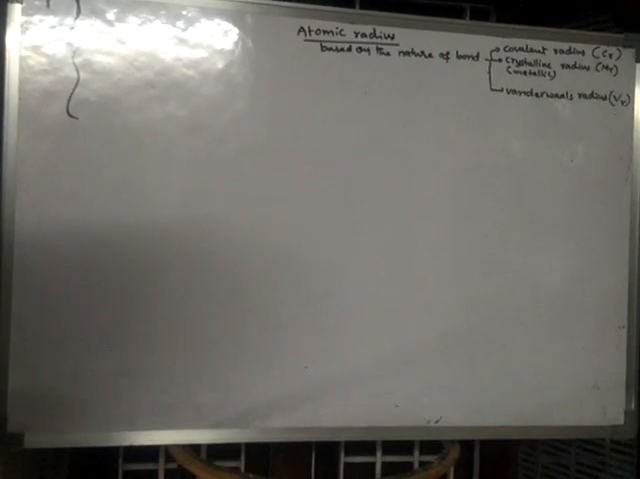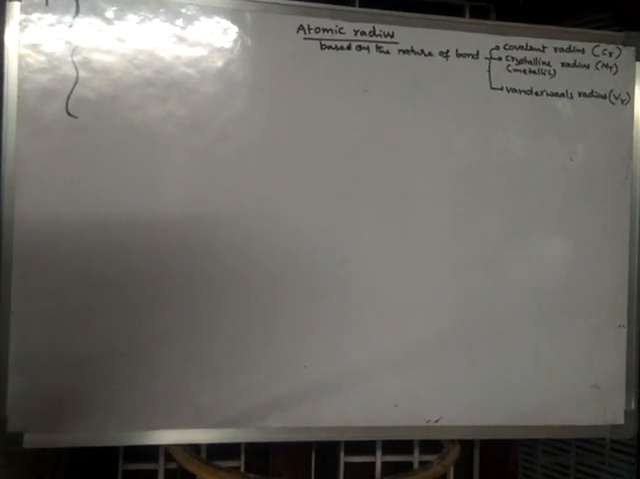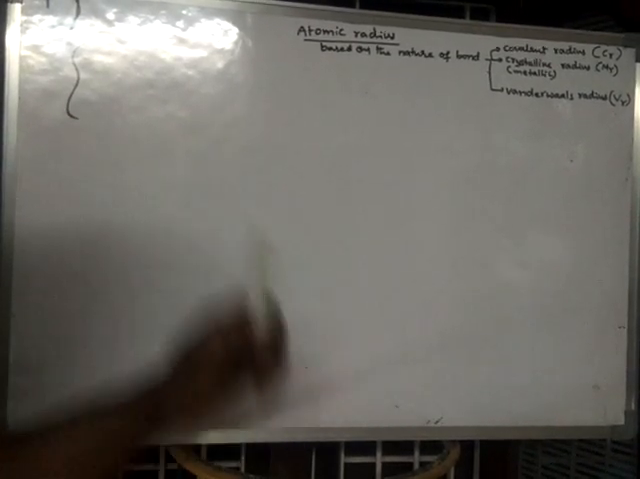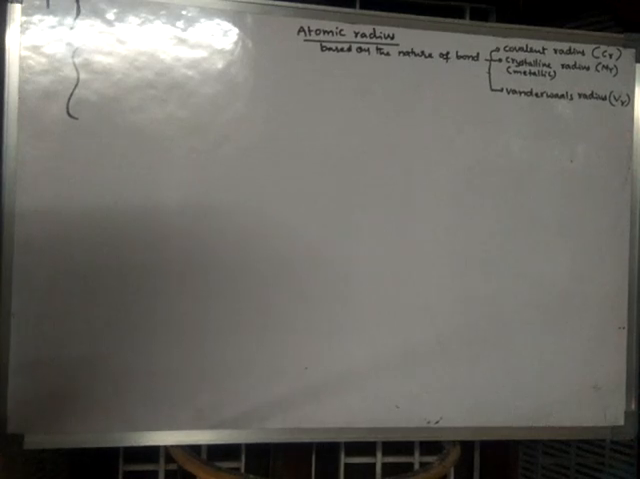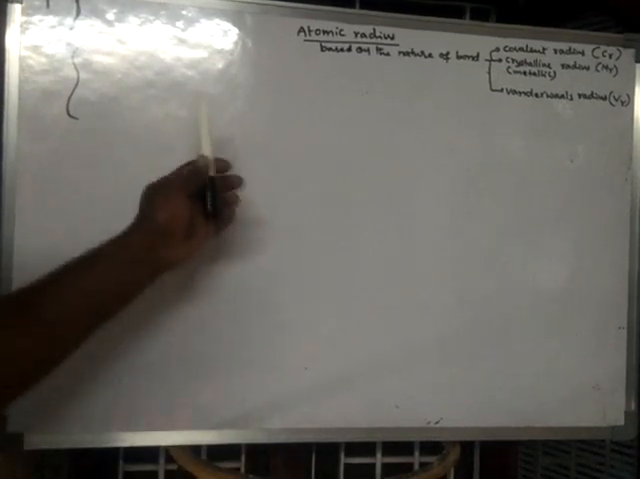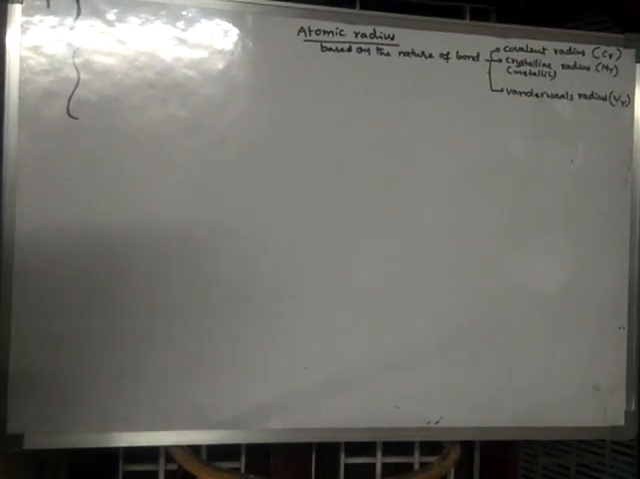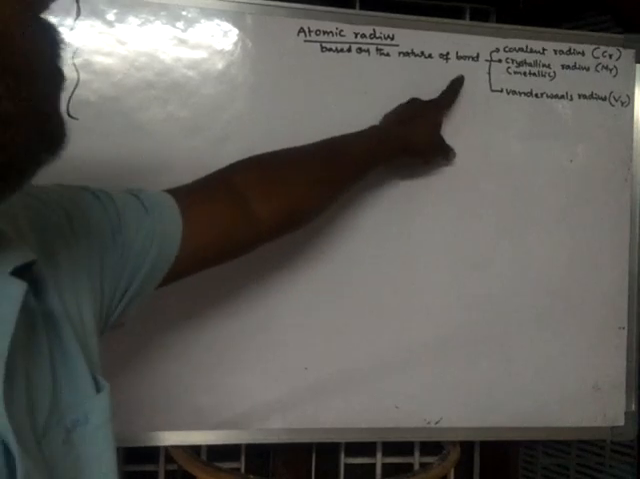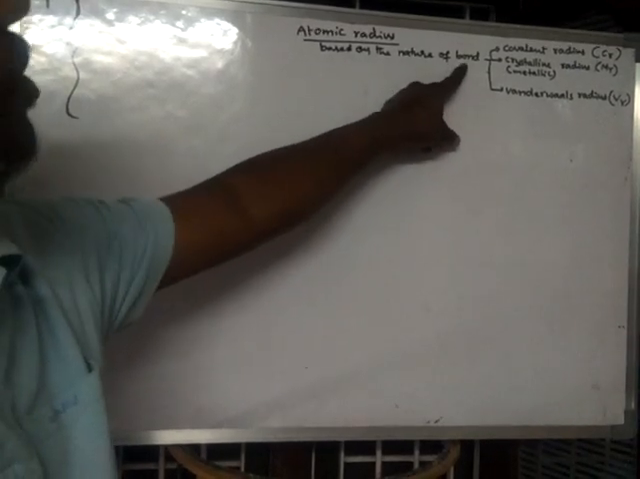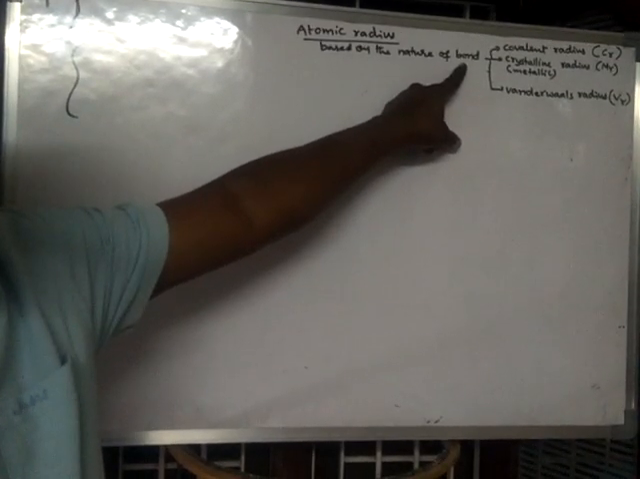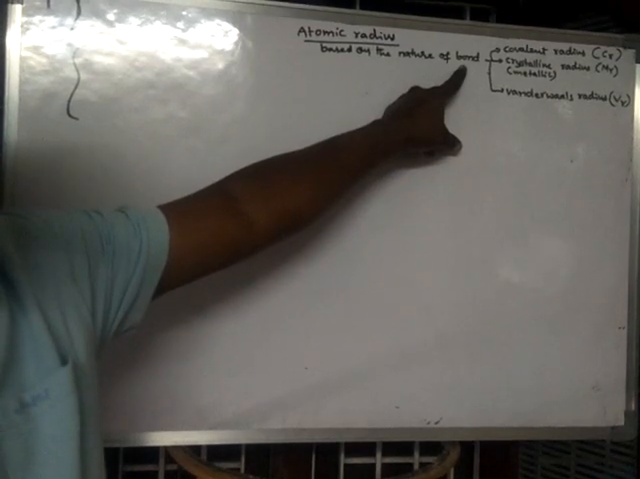So based on the bond lengths only, we can find the atomic radius, because atomic radius is nothing but half of the bond length. Again, based on the nature of the bond, the atomic radius or bond lengths will vary.